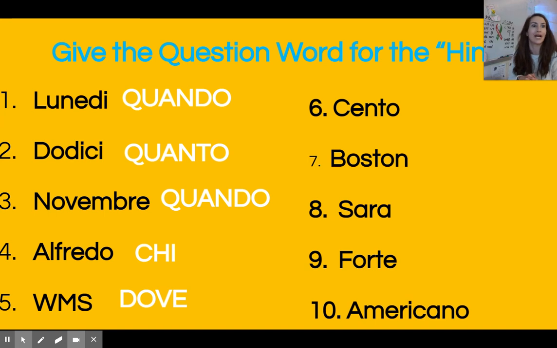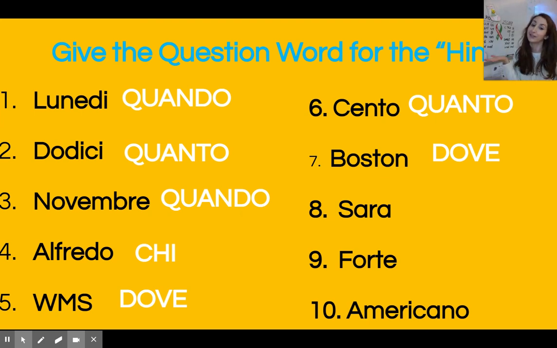Cento is 100. What question word? Che domanda è? It is quanto, quantity. It's a numero. Boston is a location. Che domanda è? What question word is it? It is dove, location. Sara, it's someone's name. That's actually how you spell Sarah in Italiano. Sara, person. Che domanda è?